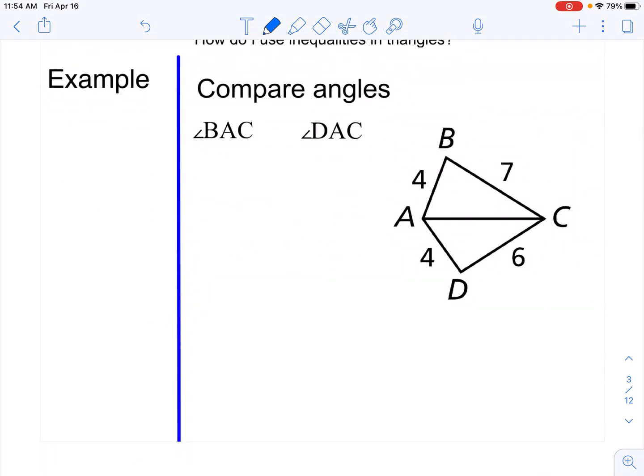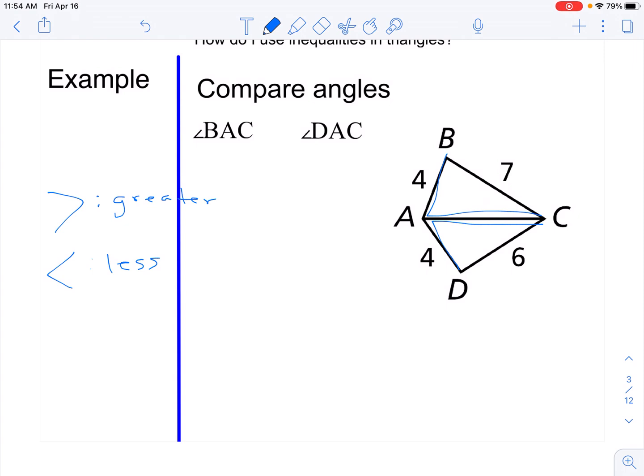Our first example says compare angle BAC and angle DAC. We want to know what's bigger, so actually we need to know these symbols. This symbol means greater than, and this symbol means less than. So make sure you jot that down in your notebook.